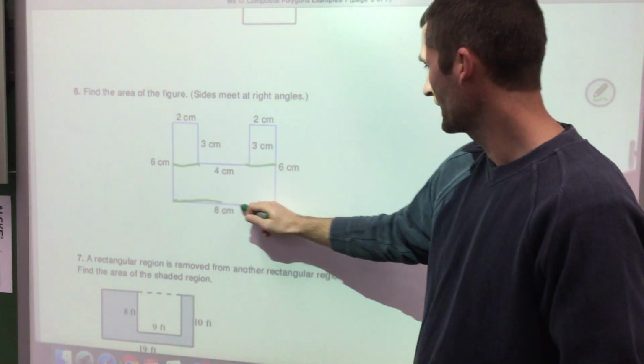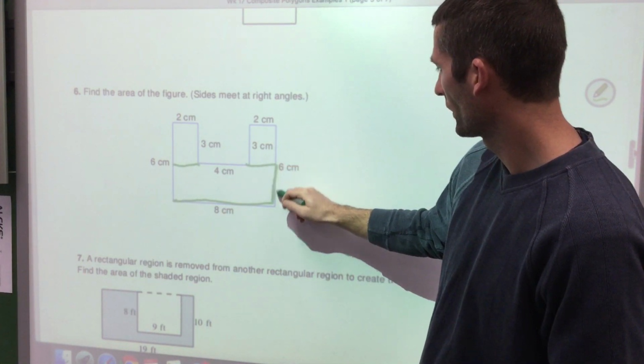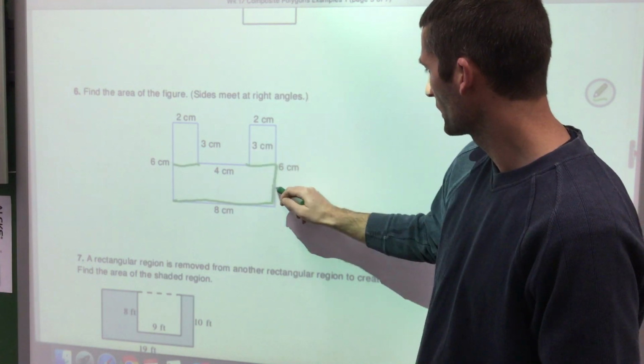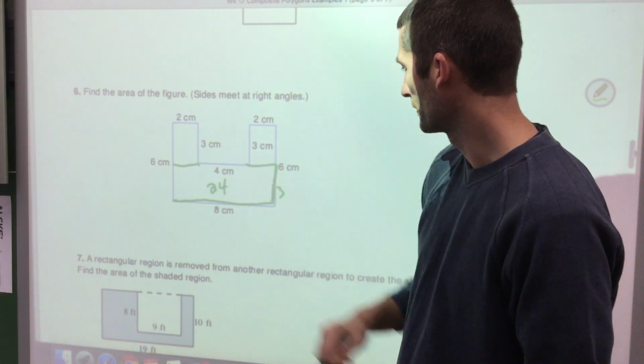Okay, this whole side is 8. This far we don't know. The whole thing is 6. And this far is 3, so this has got to be 3. So 3 times 8 is 24.